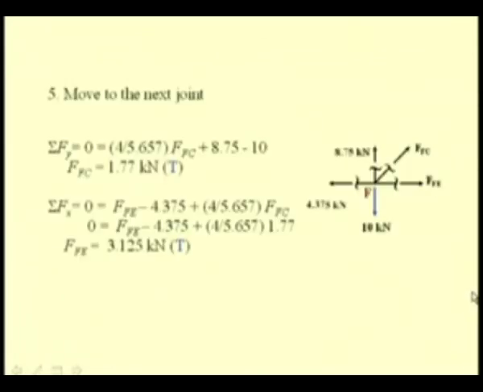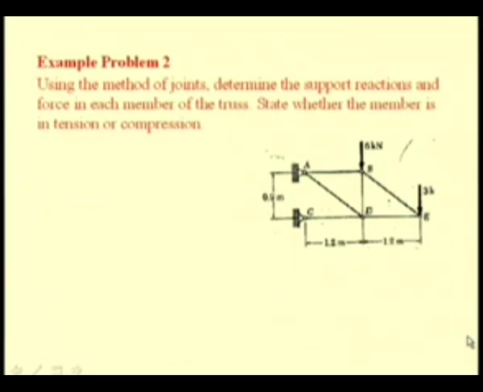So, now we can move on to the next element, that is F. Since we have already determined the force in BF and AF, we can now determine the force in FC and FE, because now at joint F we only have two unknowns, and the two equations give the values of force in FC and force in FE. Similarly, one can proceed to all the joints in order to determine the various internal forces. Let us see another example.